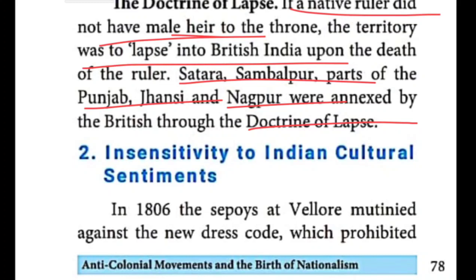That is what is given in this para. Insensitivity: in the year 1806, the sepoys at Vellore mutinied, in the sense rebelled.